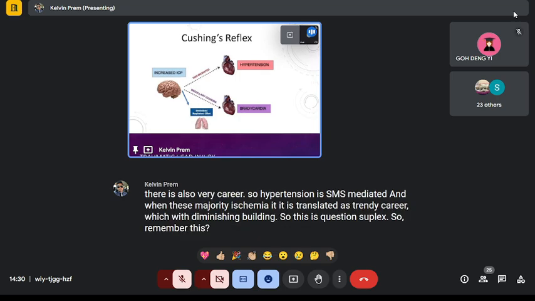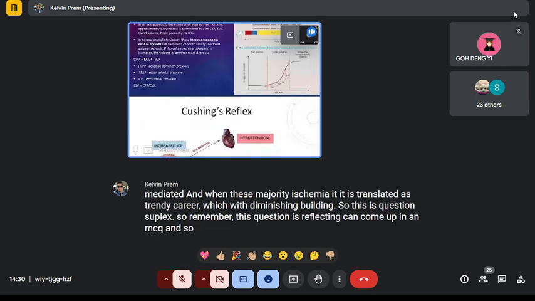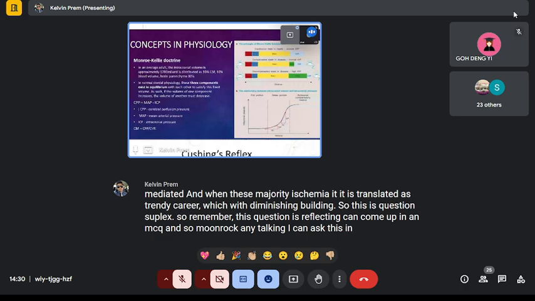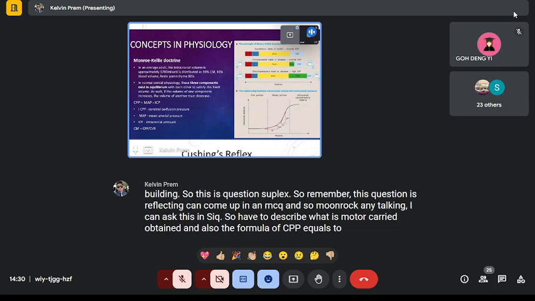So remember this Cushing's reflex, it can come up in an MCQ. As for Monro-Kelly doctrine, I can ask this in an SCQ. So you have to describe what is Monro-Kelly doctrine and also the formula of CPP equals MAP minus ICP.